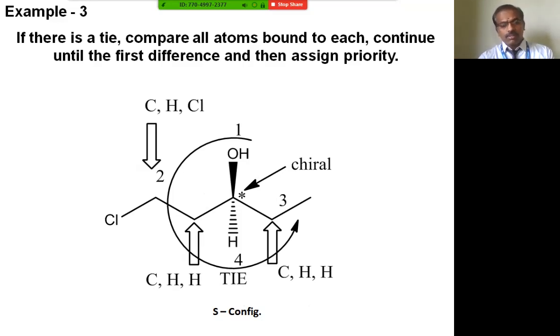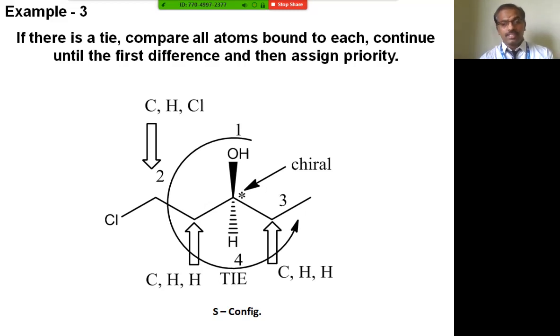So now how am I going to give the priority? You are going to move to the next carbon. That's it. I represented here: compare all atoms bound to each. Continue until the first difference. Then assign the priority. So according to that rule, I am going to move to the next level.